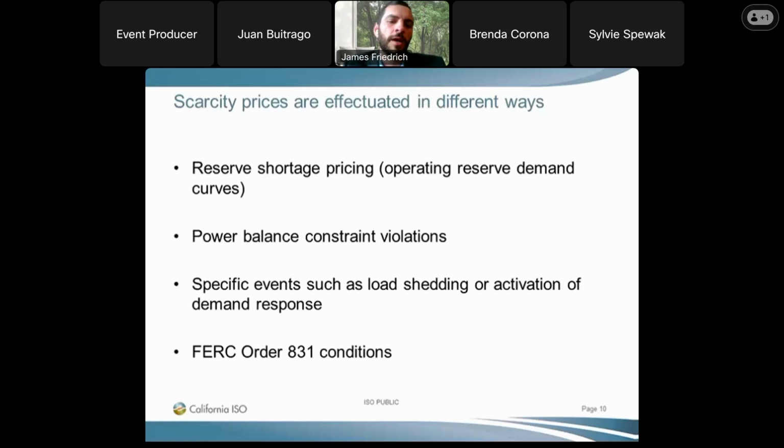And then, of course, FERC Order 831 conditions represent times when certain changes are triggered in offer caps and penalty prices. And we'll talk about that, and it represents ways where suppliers can change their offer or submit certain cost verified offers to make sure that they're recovering their costs in tight system conditions. So hopefully this provides a pretty good overview of the mechanics. Let's dig into the next slide.